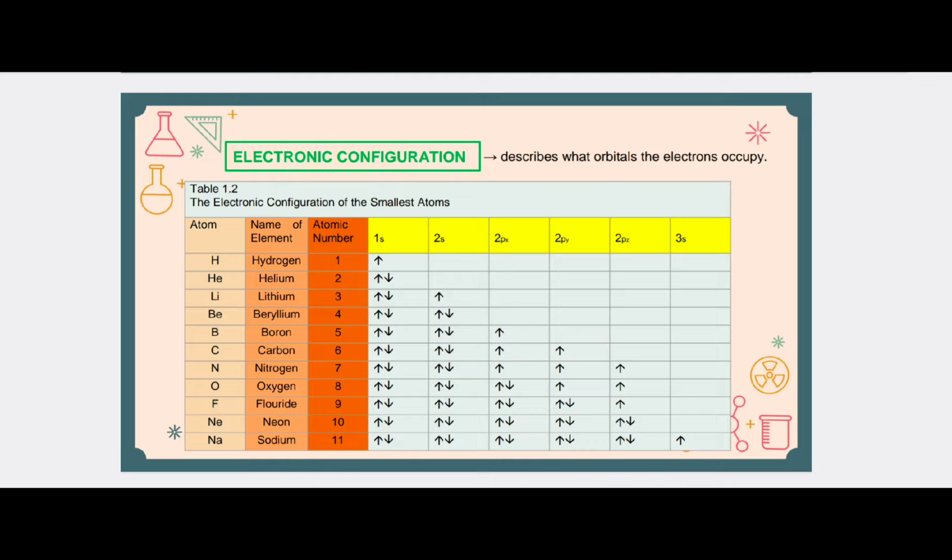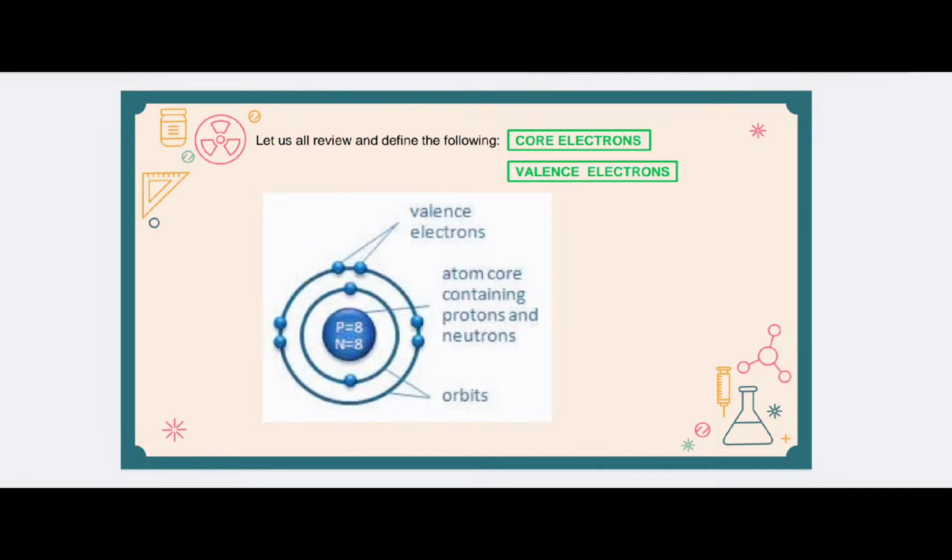2. No more than 2 electrons can occupy each atomic orbital, and the 2 electrons must be of opposite spin. 3. When there are 2 or more atomic orbitals with the same energy, an electron will occupy an empty orbital before it will pair up with another electron. Electron repulsion is minimized.